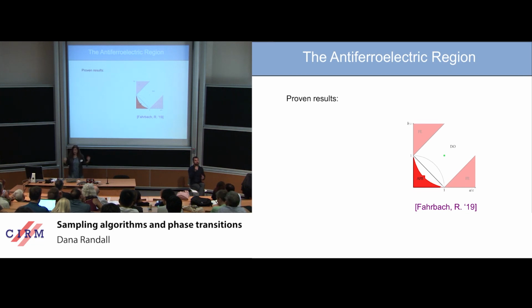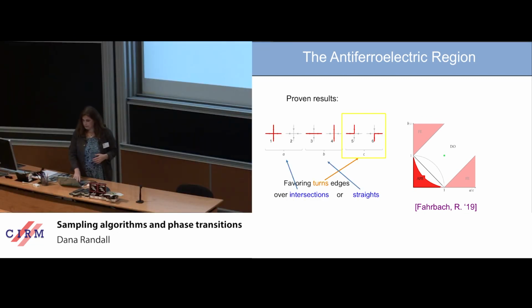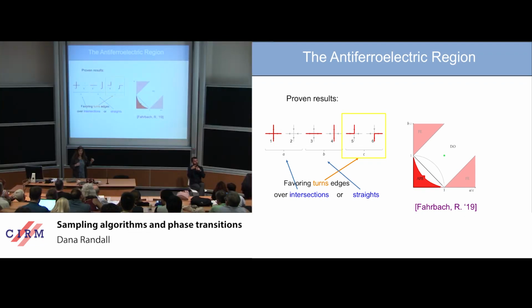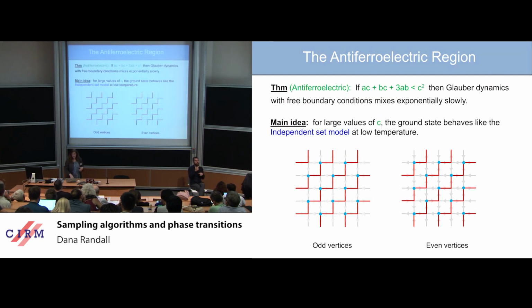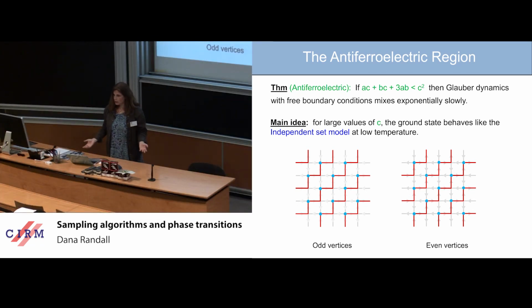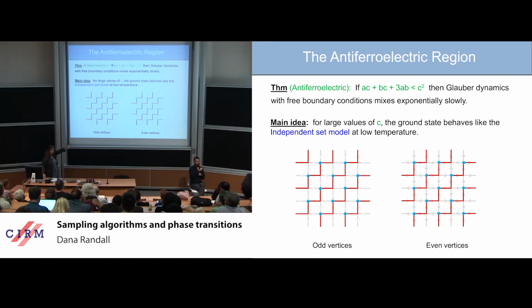So just quickly, the anti-ferroelectric region is going to be a similar strategy. But here I'm favoring corners. Okay, so my corners have the highest weight, and the straights and intersections have lower weight. Here are what we call the ground states. So there are two configurations with the maximal number of weight C intersections, the odd and the even. Okay, so I'm looking at the upper left point, whether all of those points are odd or whether they're even.